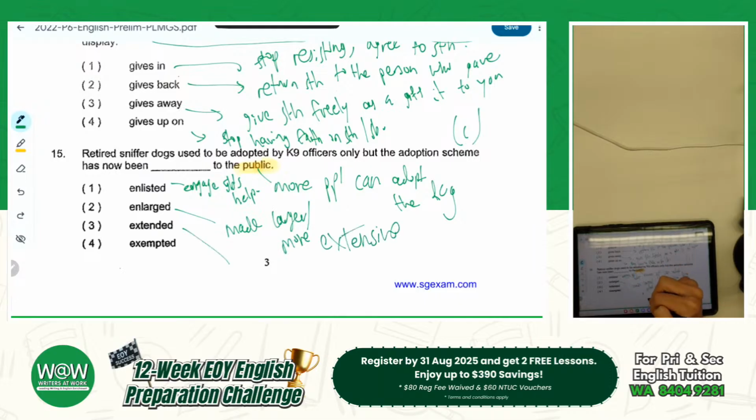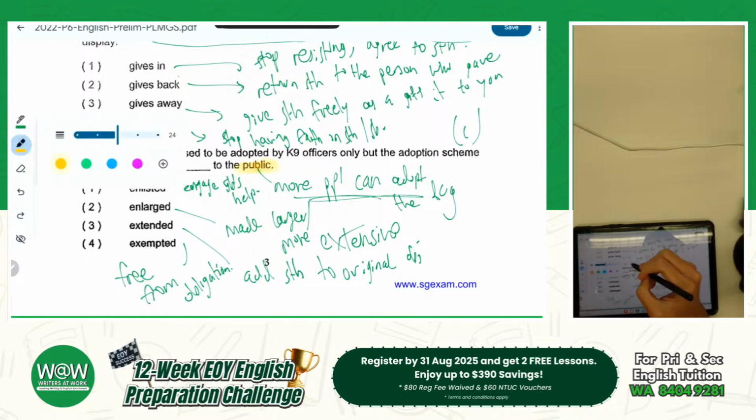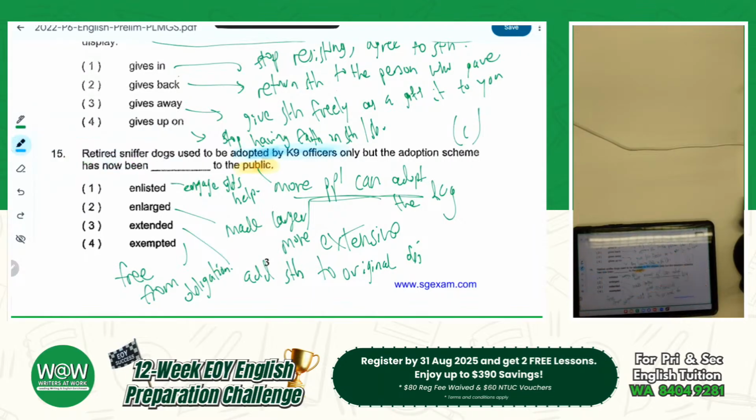Next is enlarged, which means that something is made larger or more extensive. Okay. Next is extended, which means that you add something to the original object. Okay, and exempt here means that you are free from any obligation or liability. Basically something is not compulsory. Okay, so in this case here, we're looking at how more people can adopt compared to the original scheme or the original project where the canine officers can only adopt it, right? So in this case here, the closest answer would be number 3, extended.